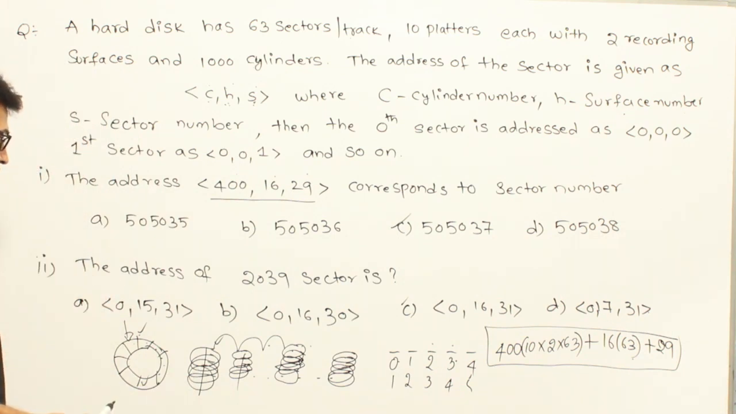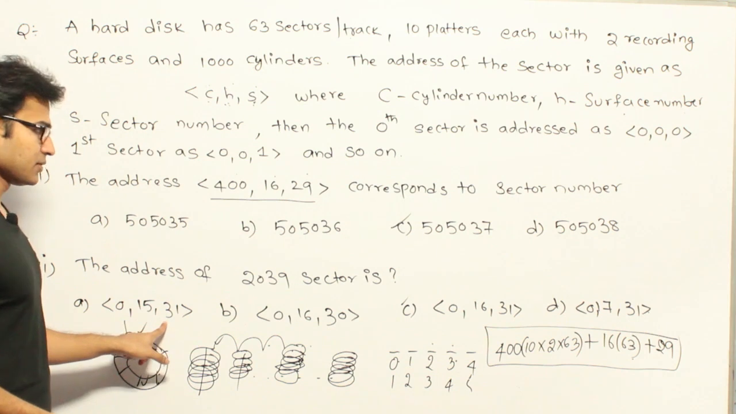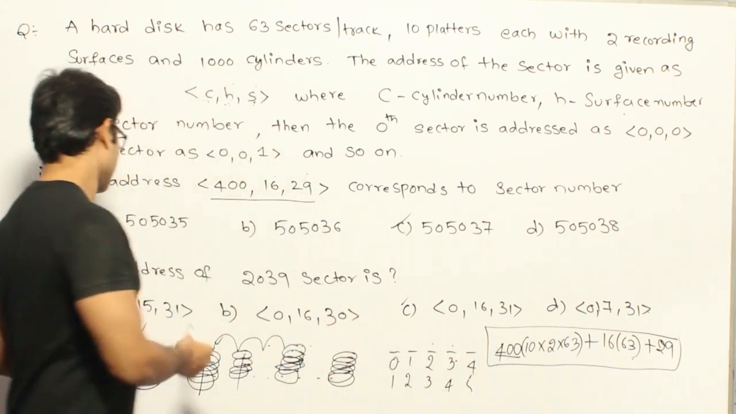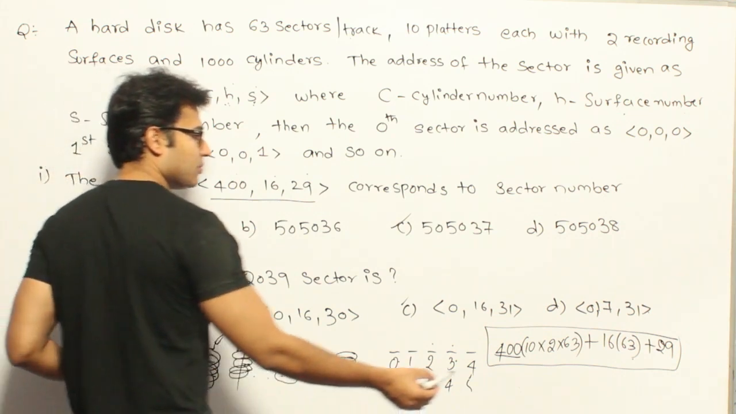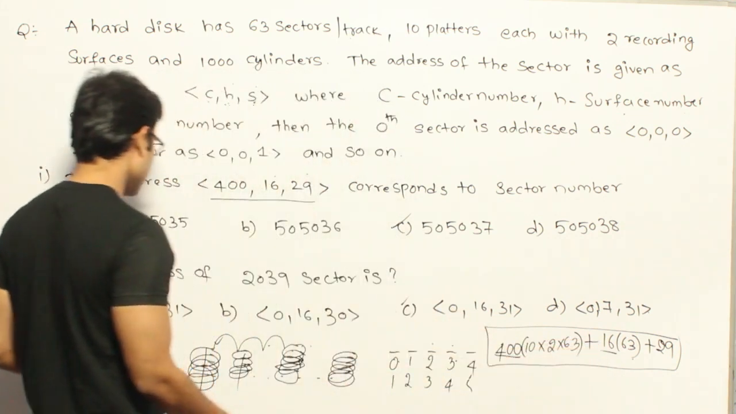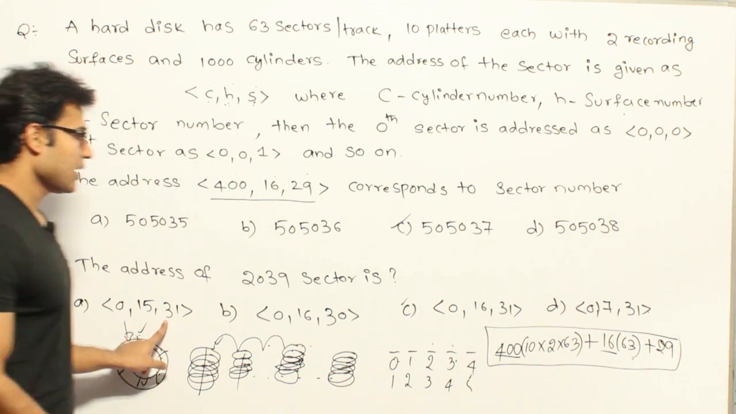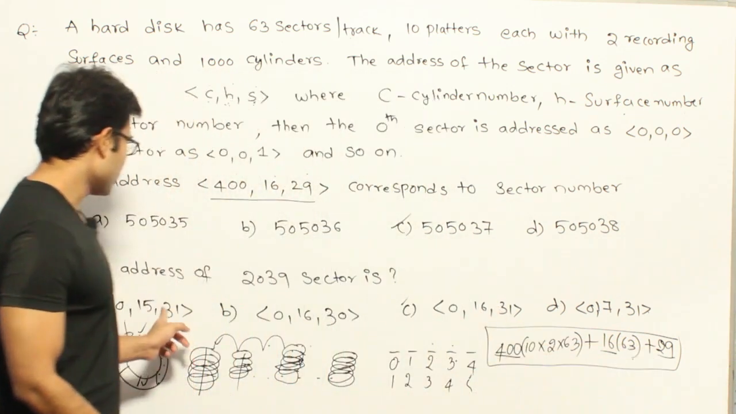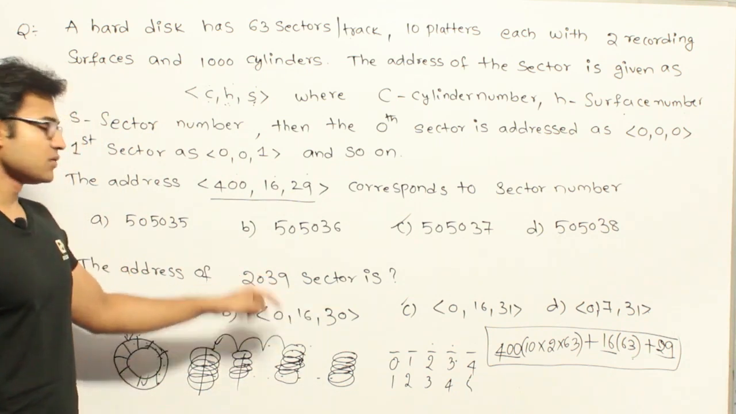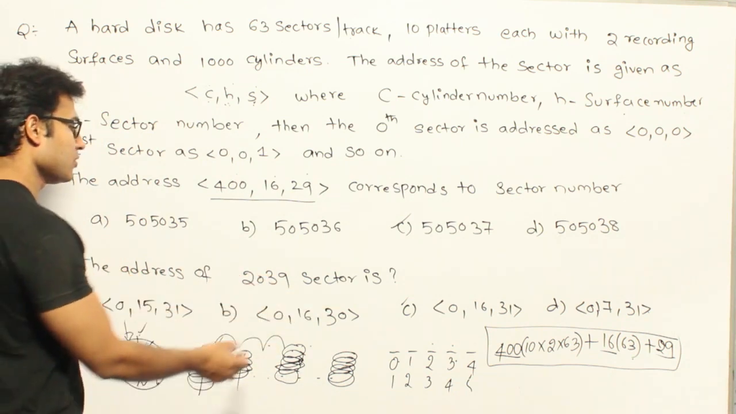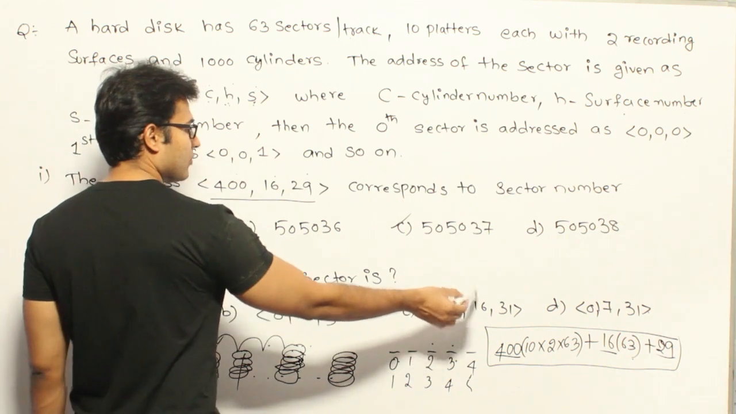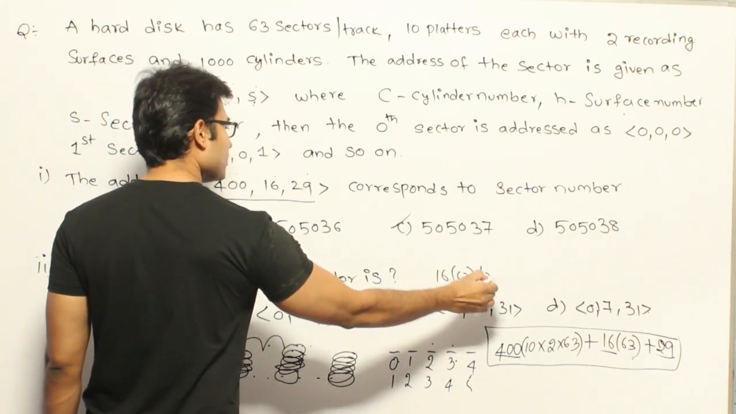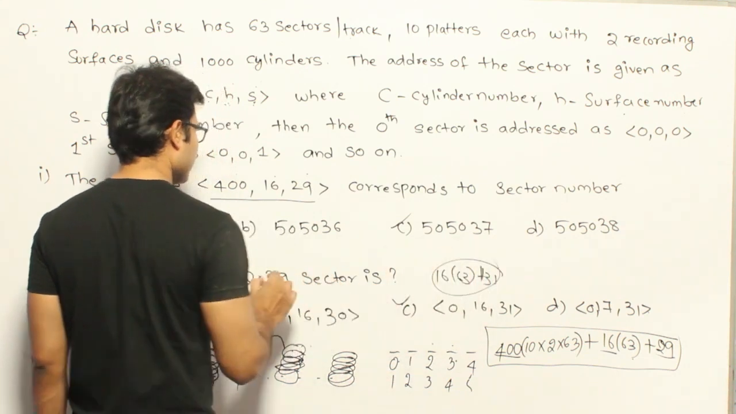In the second one also, how to solve it is, take each option and in place of 400 you place the first one, right? And in place of 16 you place the second number in this tuple, and in case of 29 you place 13. Now if you verify which one of these options is going to give you 2039, you are going to get again option C. Now how? 16 into 63 plus 31 is going to be option C.